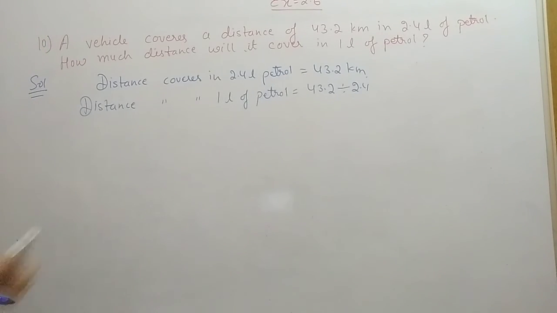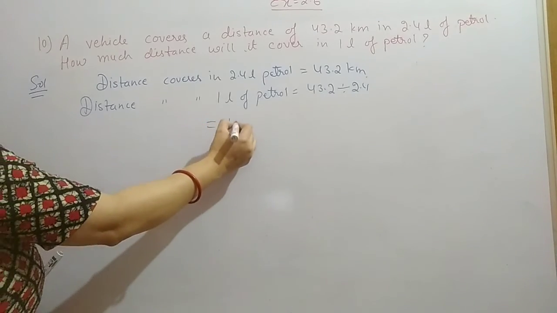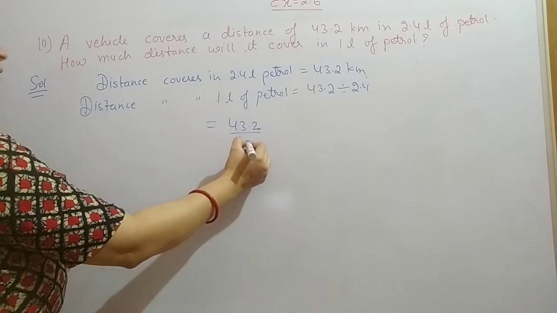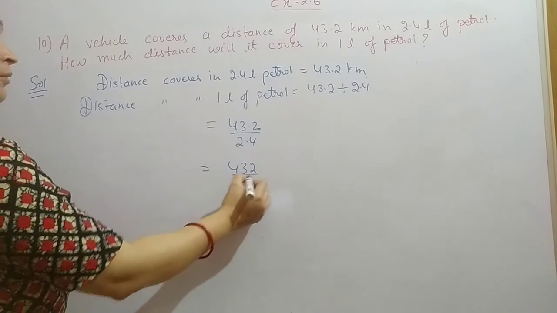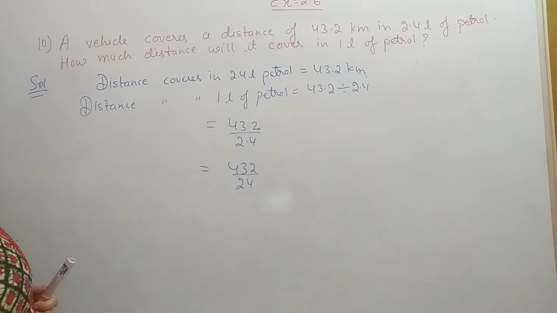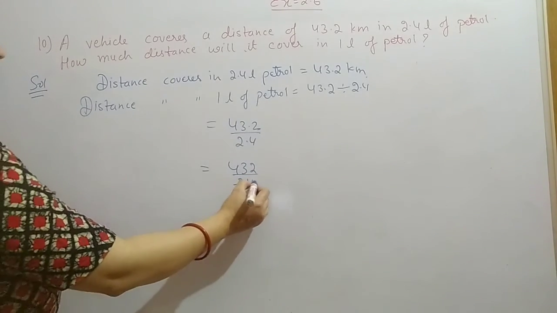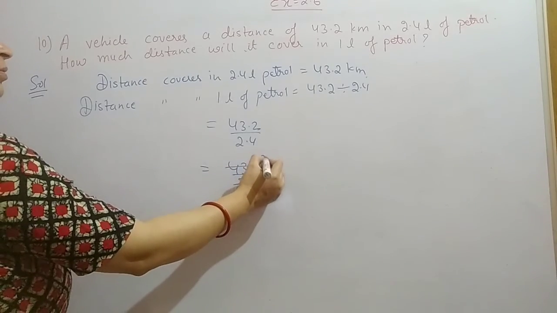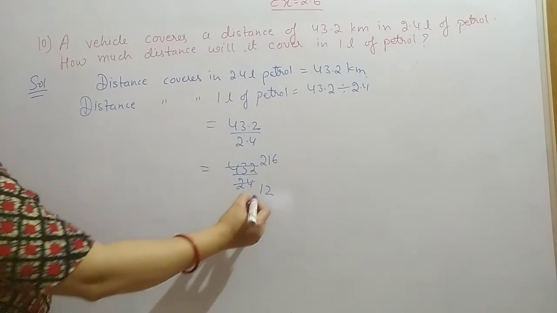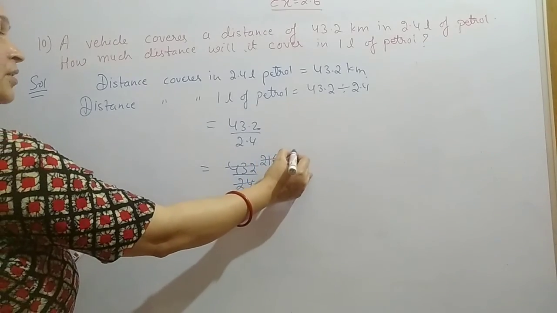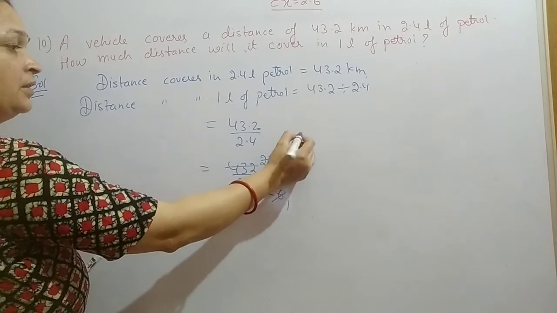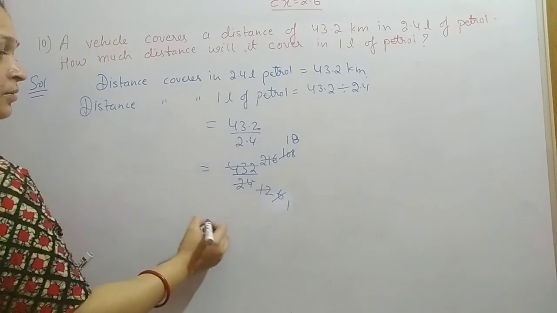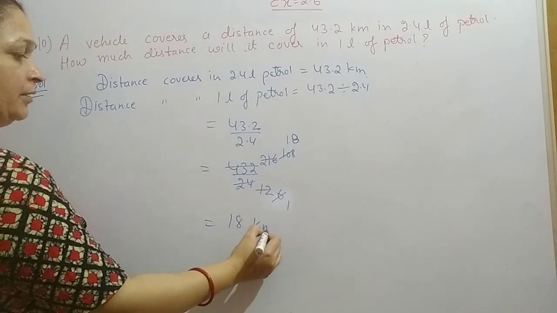When we have to find more to less, we have to divide. So we can divide 43.2 by 2.4. The same number of decimals are there, so you can leave the decimal. 43 by 24. You can cancel it by 4 table or 2 table. 2 12, 2 2, 1 and 6. Again you can cancel 2 6, 2 1 0 8 and then 6 1 6, 6 8 48. So it will come 18 kilometers.